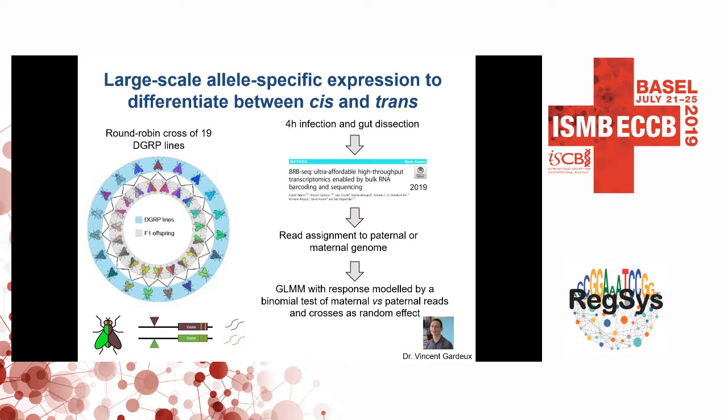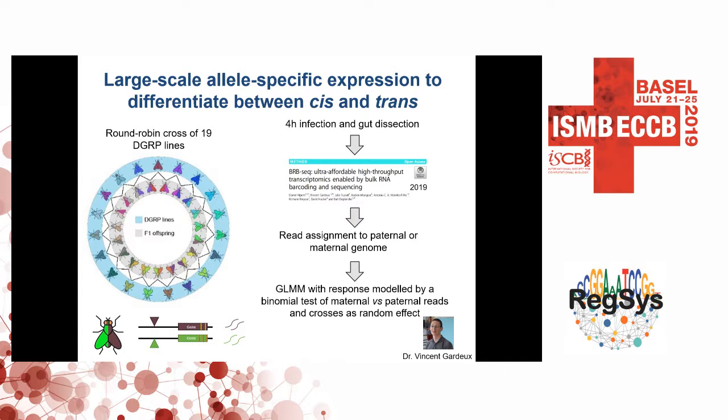So again, we distinguish between infection and non-infection. We dissected the guts of these 19 F1 flies, and then we used a newly developed method in the lab, which we call BurbSeq, an ultra-affordable high-throughput transcriptomics approach. I'm not going to go into detail, but I'd be happy to talk about it later. It has dramatically reduced the cost to perform transcriptomics to a couple of dollars or euros per library. We've then used this approach to generate the reads.